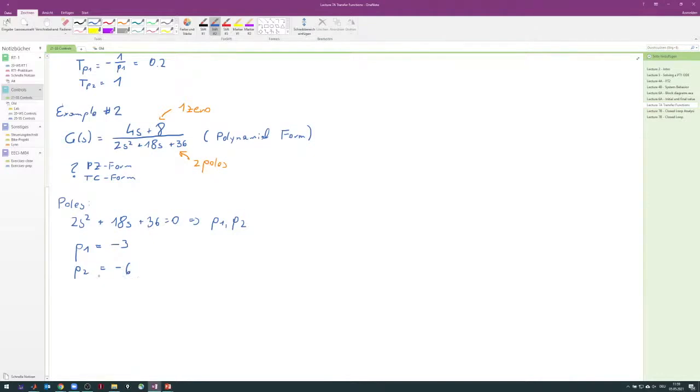Okay, what are the zeros of this transfer function? You need to take the numerator and set it to 0. Okay, let's do this. 2S plus 8 equals 0, and this gives you your zero. The zero is equal to minus 4. Now we can actually already write the pole-zero form.